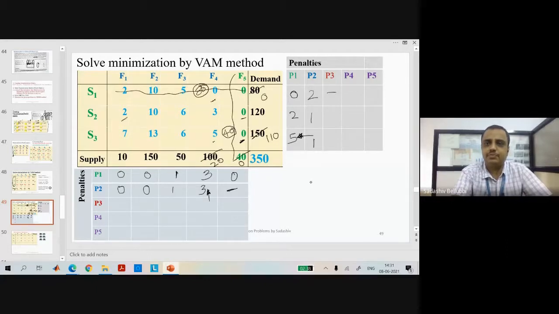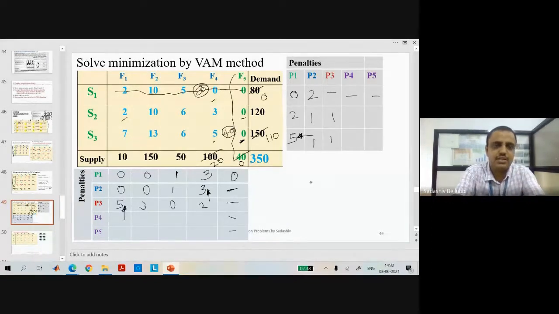Now go for finding the third penalty. For the third penalty, for the S2 row, 2, 10, 6, 3, the 2 and 3 will be the small numbers. And for the S3, 6 and 5, a 1. And for the column-wise, we should not consider any values from S1. So 2, 7 is a 5. 10, 3, 13 is a 3. 6, 6 is a 0. And 3, 5 is a 2. Out of all the penalties, 5 is the highest one.